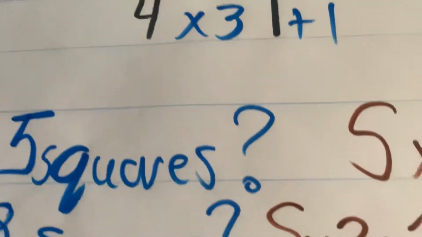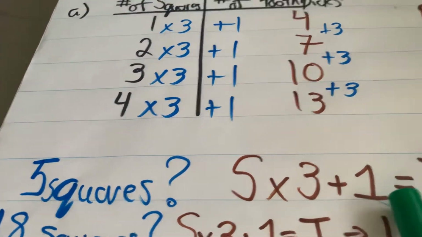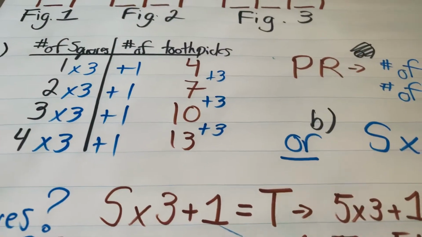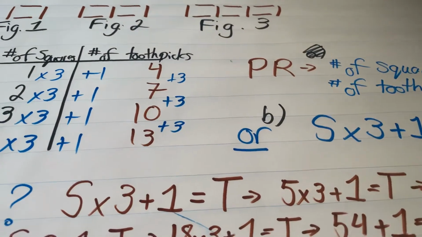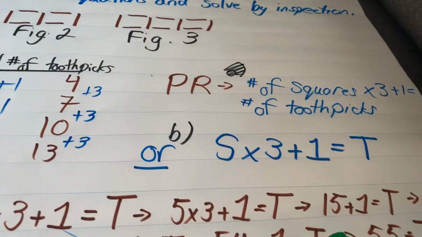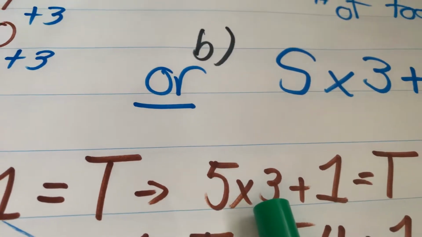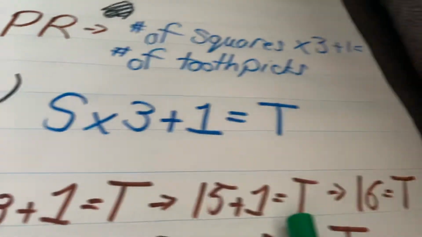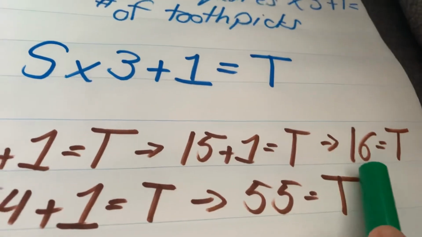So if I had, for example, 5 squares, what would it be for the 5th figure? Well, my algebraic expression, S times 3 plus 1 equals T. S for squares, T for toothpicks. If I put in what I know, 5 times 3 plus 1 equals T. Then order of operations tells me I need to do the 5 times 3 first. So 5 times 3 is 15. Then I have 15 plus 1 equals T, and T equals 16. So after 5 squares, I'll have 16 toothpicks.